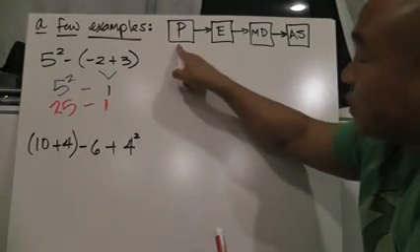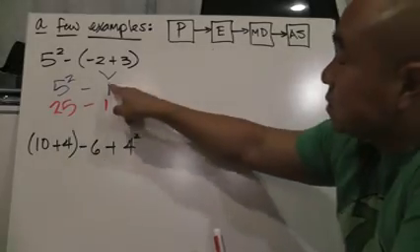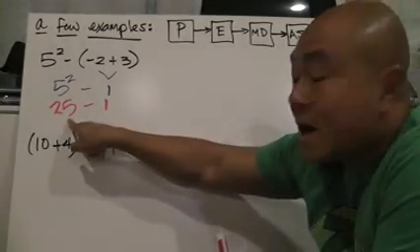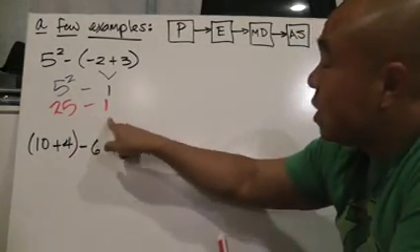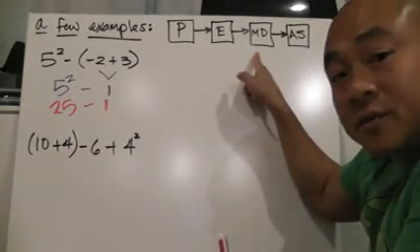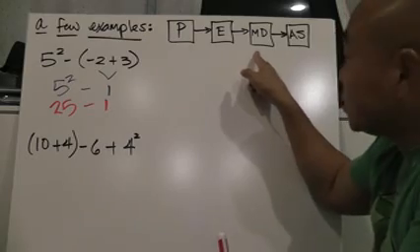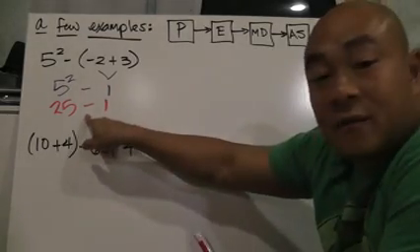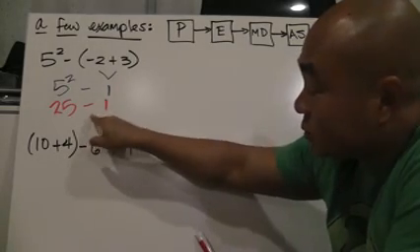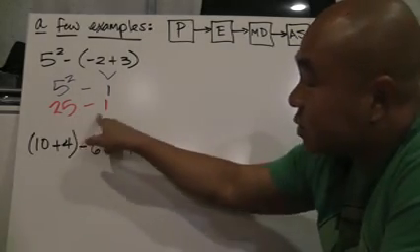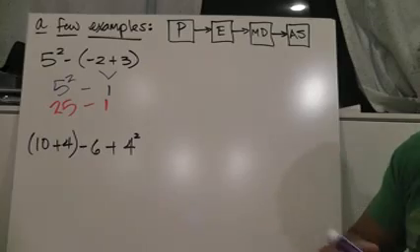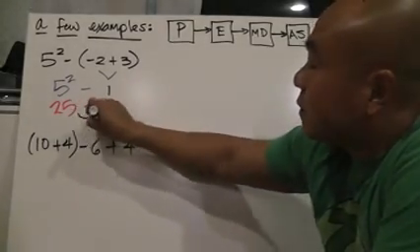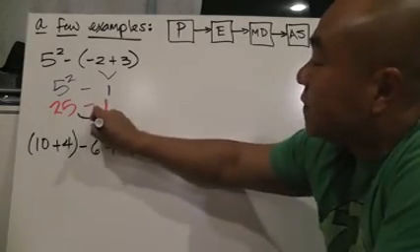So now we've done parentheses, we've done exponents. We're going to go into multiplication and division. Here I just have a very simple 25 minus 1. I don't have any multiplication or division, so we're not going to do that step. We're just going to move on to addition and subtraction. We do have subtraction. So our final step is to take 25 minus 1, and that is going to give us 24.